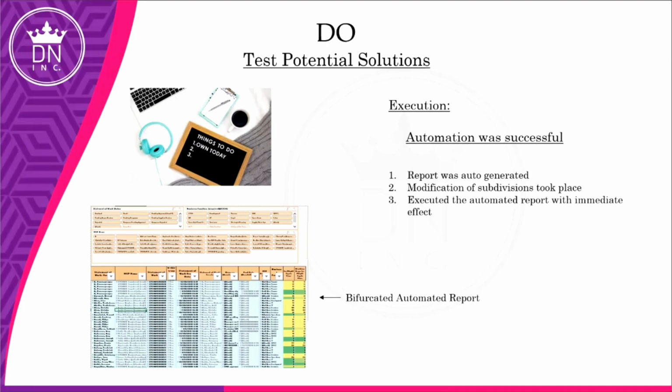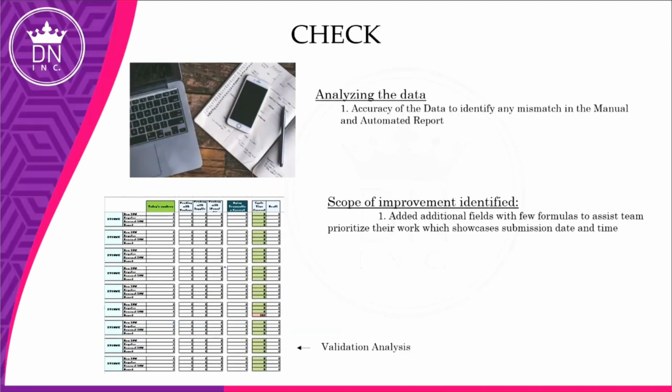And if you can notice, from the previous slide to this slide, you will see a bifurcated automated report reflected. Then what did we do? We went through to see and analyze if the overall data was accurate. That's where we brought in the check. The checklist, what we call it as. So here we analyze the data to see if the automated report and the manual report was same. And we identified that we can bring in some more improvement on it.